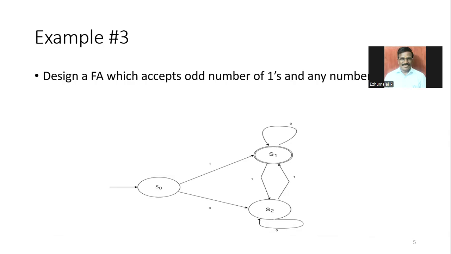Again, if we are giving 0, it goes from S2 to S2 itself. If we are giving 1 in S2, it goes to S1. If we are giving 1 in S1, it goes to S2. So when the input has an odd number of ones, it will be accepted, with any number of zeros. Suppose you are giving an even number of ones, it will not accept it. It goes to S2. This is an example of an odd number of ones and any number of zeros.